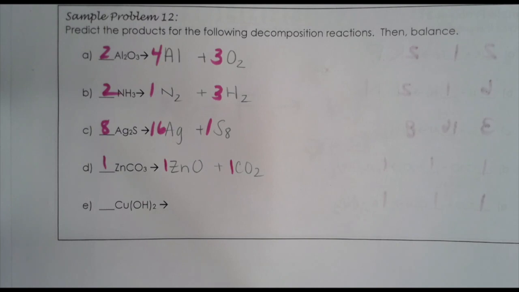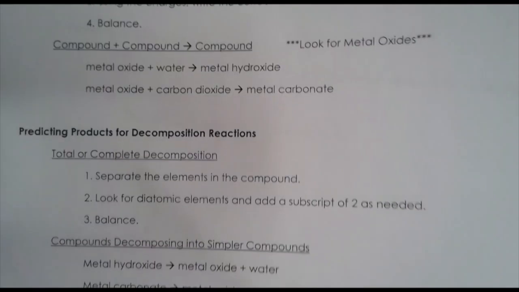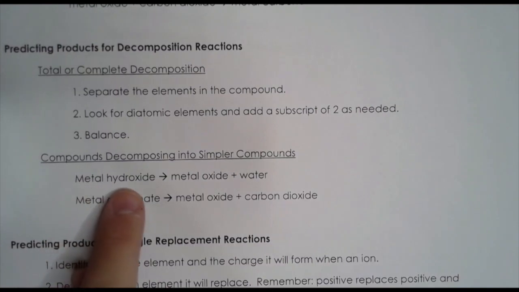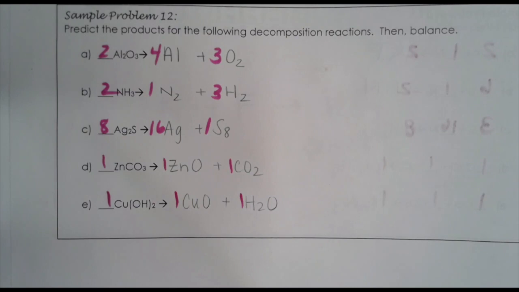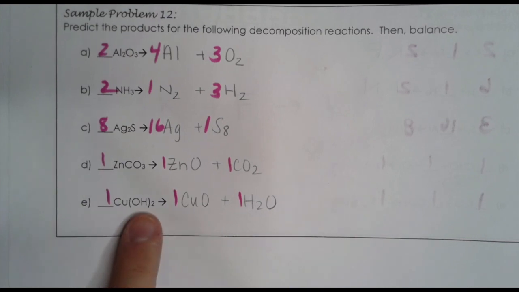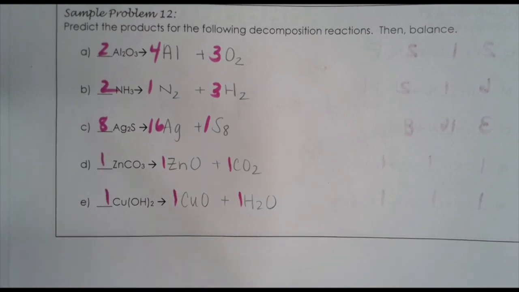Try to do E. E is using this first one right here. Metal hydroxides decompose into metal oxides and water. And there's your final equation there. In this case, I did choose for copper to have a +2 charge in my metal oxide, only because copper has a +2 charge in my metal hydroxide. Personally, I just like to keep whatever charge the transition metal had on my reactant side. I think it keeps it easier to follow that way.